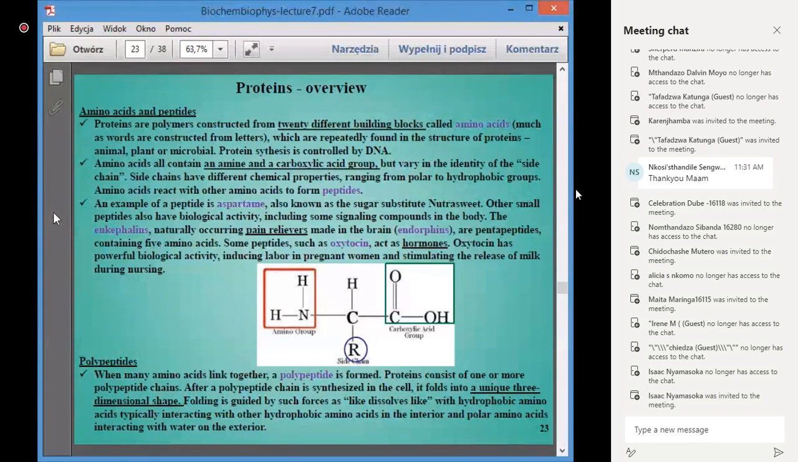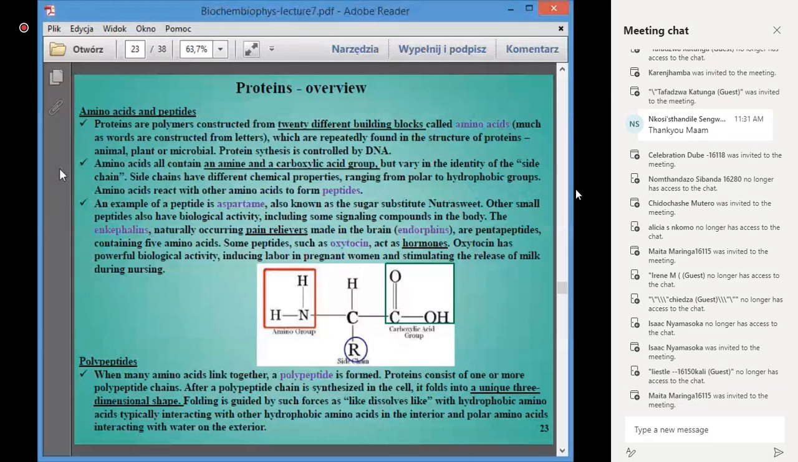And as I told before, we can find basic units in the structure of proteins, and such basic units are called amino acids. And in our body, we can find 20 different amino acids. And the amino acids very often are called the building blocks of our body as well. So we can compare amino acids to the letters, which can form some words. And the same is in the case of amino acids and proteins.